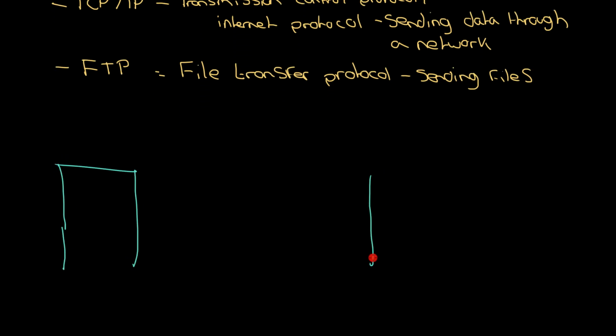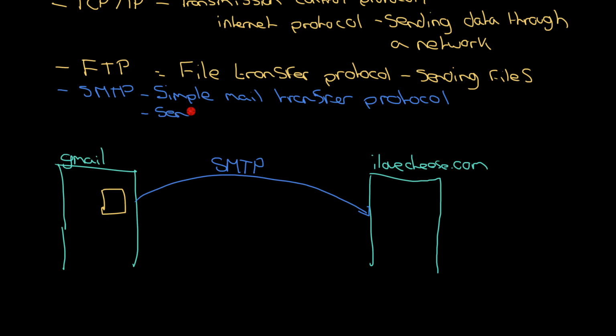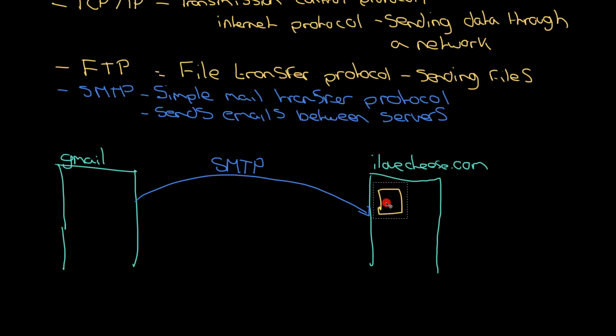So I'll just quickly put up an example. Imagine that you are sending an email and you're doing it from Gmail to, I don't know, ilovecheese.com. Okay, so here is your email here. To send that email to ilovecheese.com, there's only one real option to do it, and that is using something called SMTP, Simple Mail Transfer Protocol. So that sends emails between email servers. And look, here's your email. It's just been sent by SMTP, so it's now there.